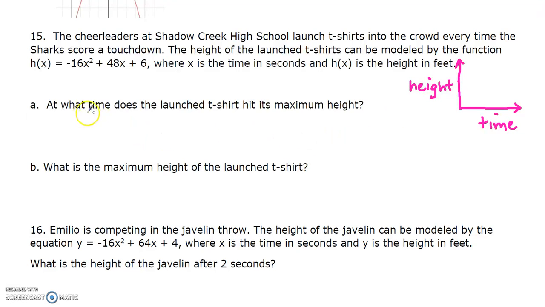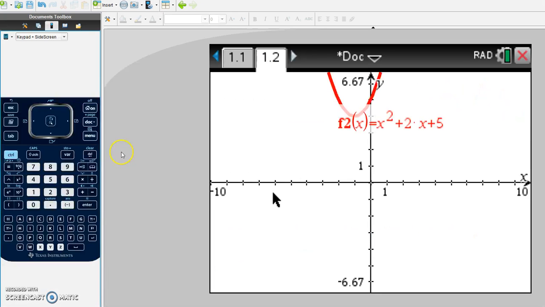Okay, so it says, at what time does the launched t-shirt hit its maximum height? So we know that if we're launching something, guys, it's going to go up like this and then down like this, right? So we're looking for the maximum height, that'd be this. And it says at what time. So when I find this point, I need to know this value right here, whatever that x value is, right? Okay, so we can go to the calculator to figure that out. So let's head that way.